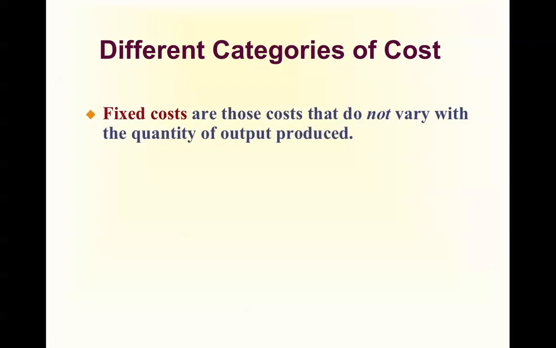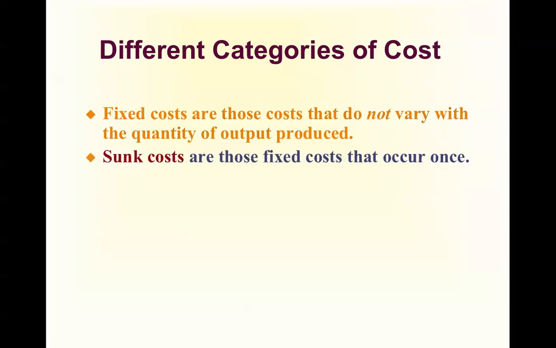Fixed costs are those costs that do not vary with the quantity of output produced. So rent is a good example of a fixed cost. No matter how much you produce, the rent is the same. Sunk costs are those costs that occur only once. So building a building, you're building that building only once, and then you have various fixed and variable costs involved there.